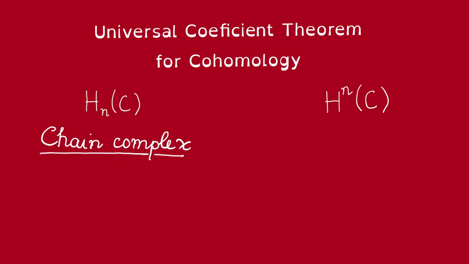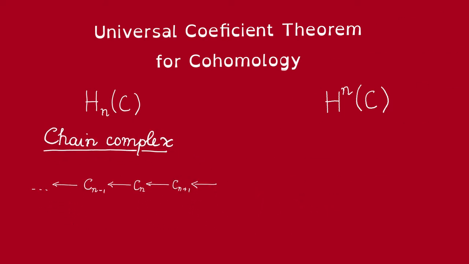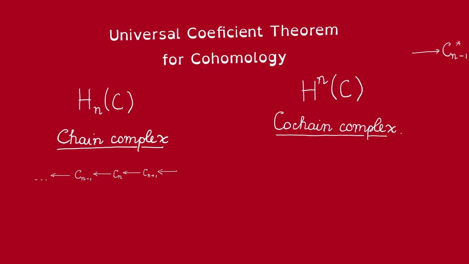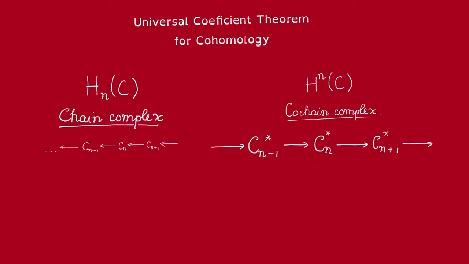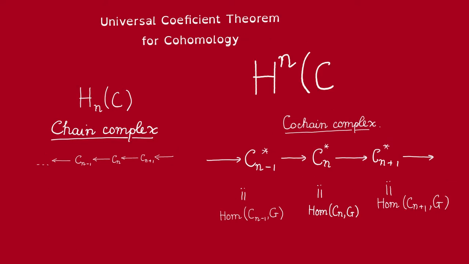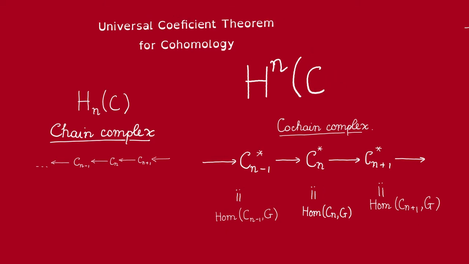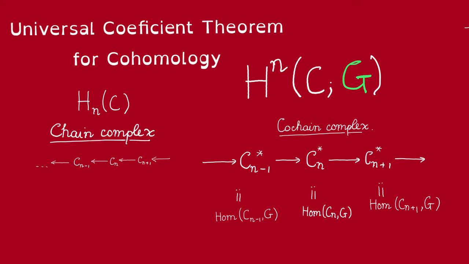Well, given a chain complex C, there is a natural cochain complex induced from it. It's obtained by dualizing all the chain groups in C. What are these duals, you might ask? Well, they're just the group of homomorphisms from the chains to some fixed group G. So, instead of saying the cohomology of C, we should have said the cohomology of C with coefficients in some group G. That's what the coefficient part of this name stands for.